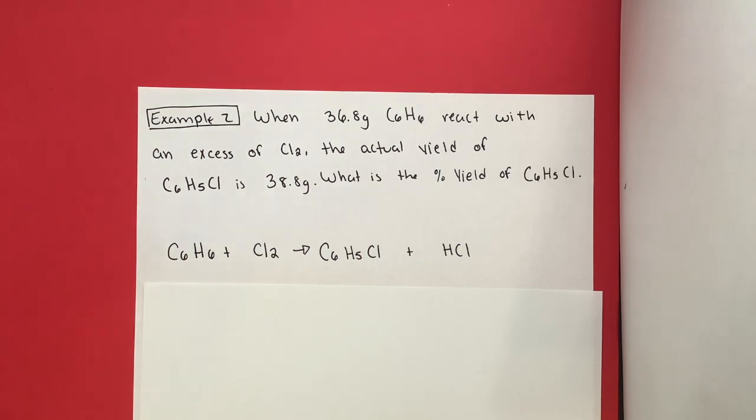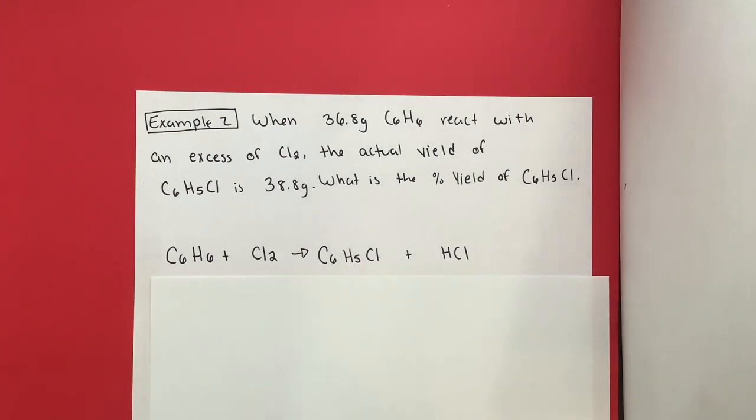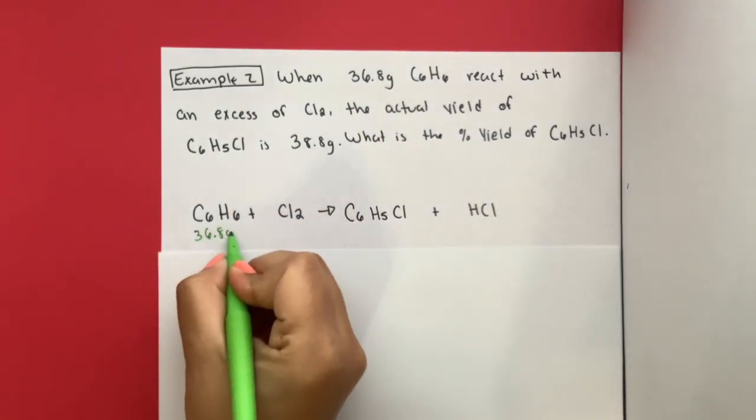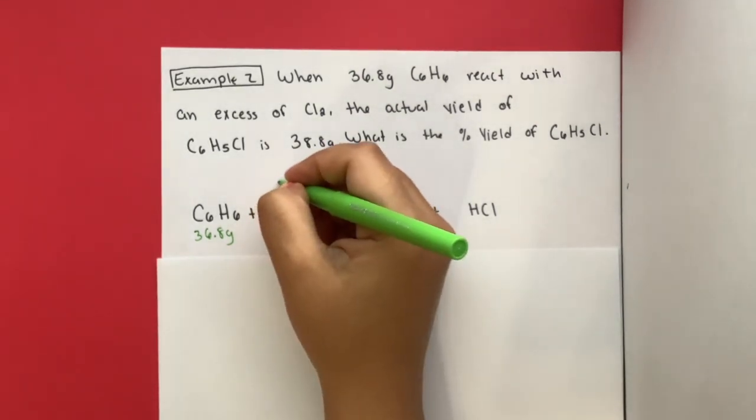Okay, so here we have an example. Each different question for percent yield can be written 1,000 different ways, but this is just one example. It says when 36.8 grams of C6H6 reacts with excess chlorine, the actual yield of C6H5Cl is 38.8 grams. What is the percent yield of C6H5Cl? So this question is giving us 36.8 grams of C6H6.